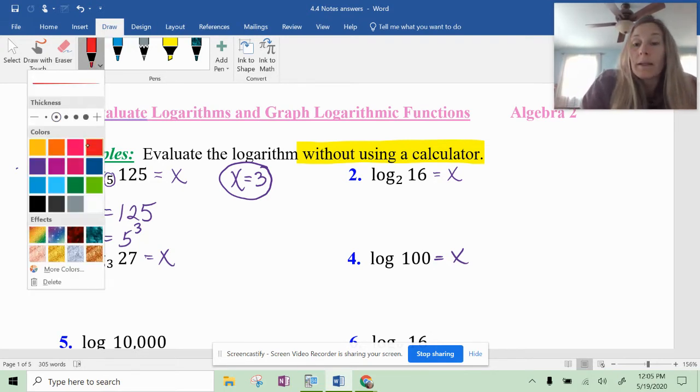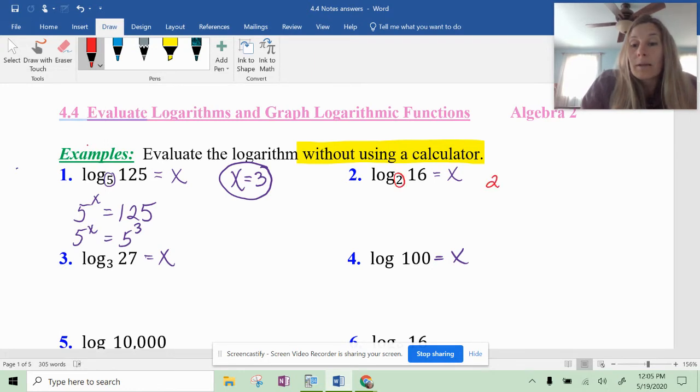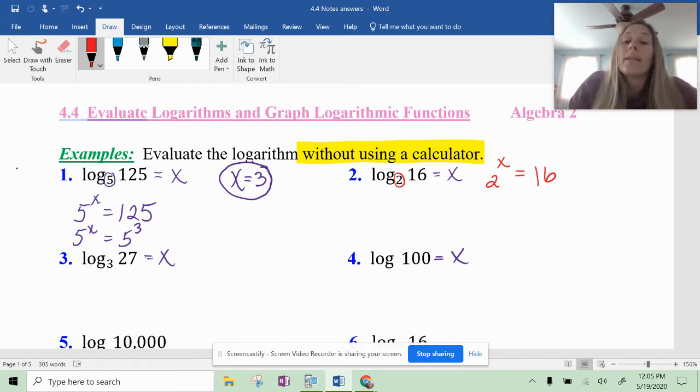Okay, so let's take a look at number 2. I'm going to rewrite this using the base, and raise that to the x I'm trying to solve for, and we know that 2 raised to whatever x is going to equal 16. Again, some of you probably already know that x equals 4, which is correct.